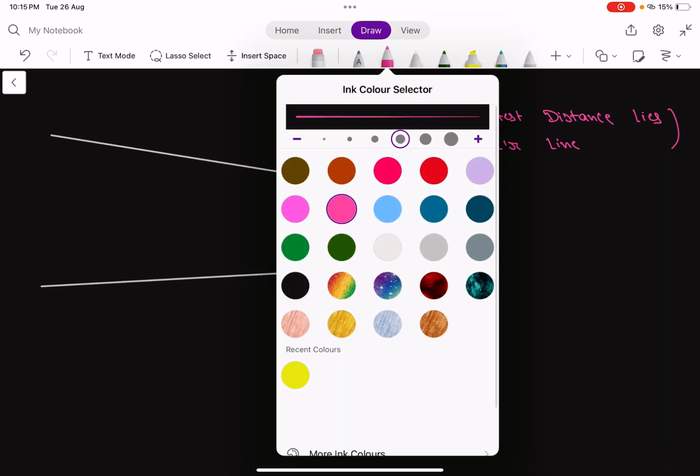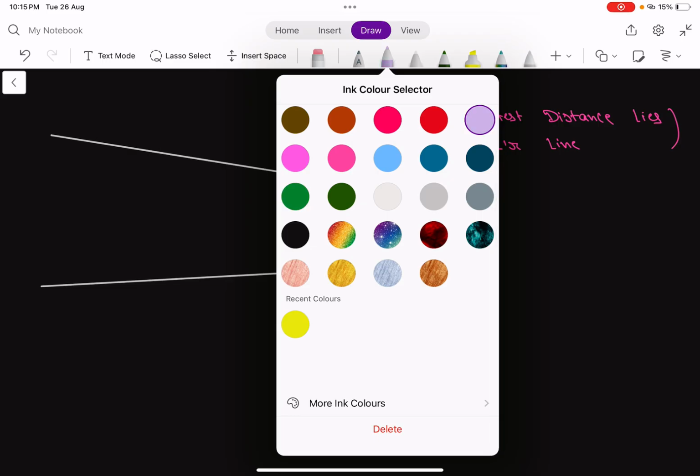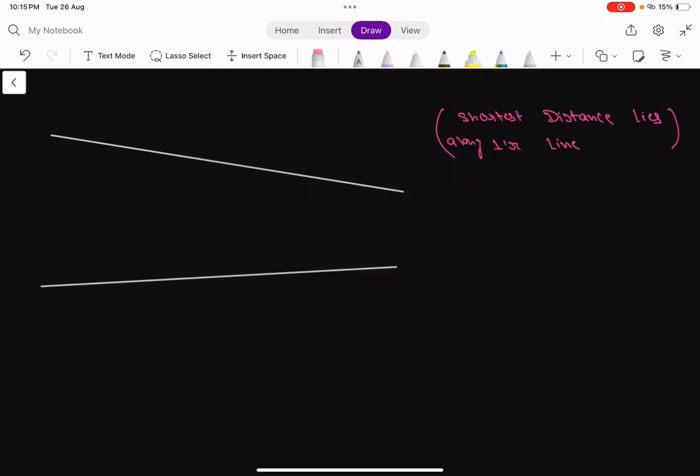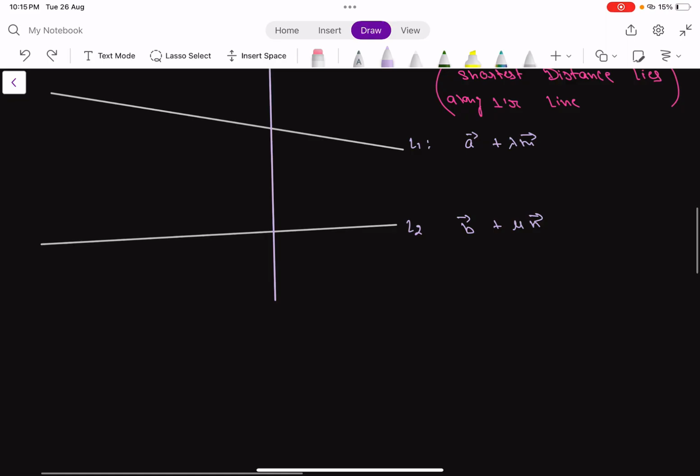So moving further, first of all, let me draw a line which is perpendicular to both lines L1 and L2. So this is our line L1 and this is our line L2. Let me take the equation of line L1 as a vector plus lambda m vector and L2 as b vector plus mu n vector. Here a is the position vector of line L1 and m vector is the parallel vector of line L1, and b vector is the position vector of line L2 and n vector is the parallel vector of line L2. Now we will take these points as P and Q. So this PQ distance is the shortest distance between lines L1 and L2 which we have to find.